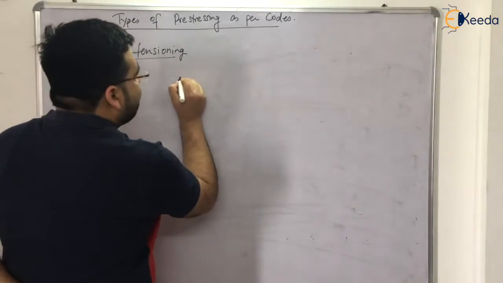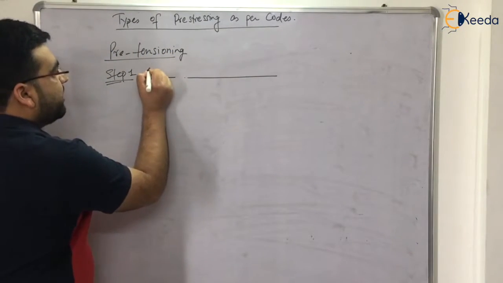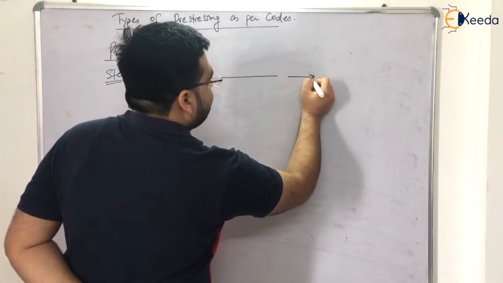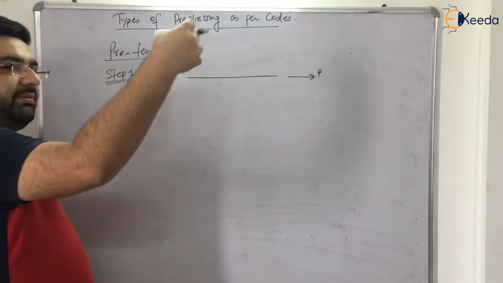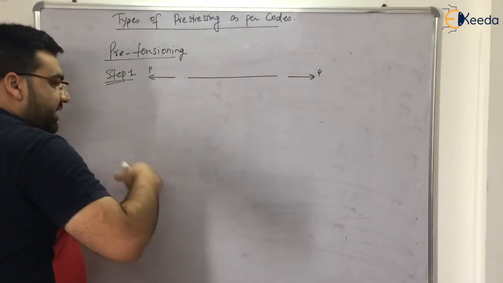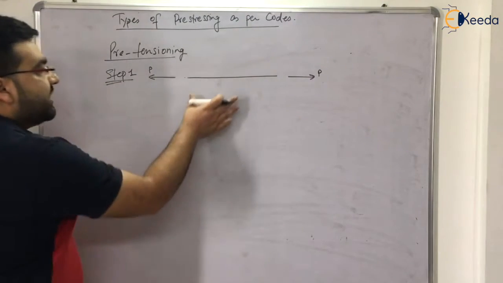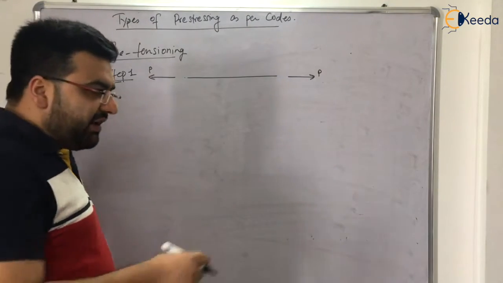So first of all, we have a tendon. We stretch the tendon with some mechanism. It can be electrical, mechanical or hydraulic, right? We have some platforms here, so we stretch the tendons. Clear? Now we have stretched the tendons. Till now we have not cast concrete, right? We have already stretched the tendons.